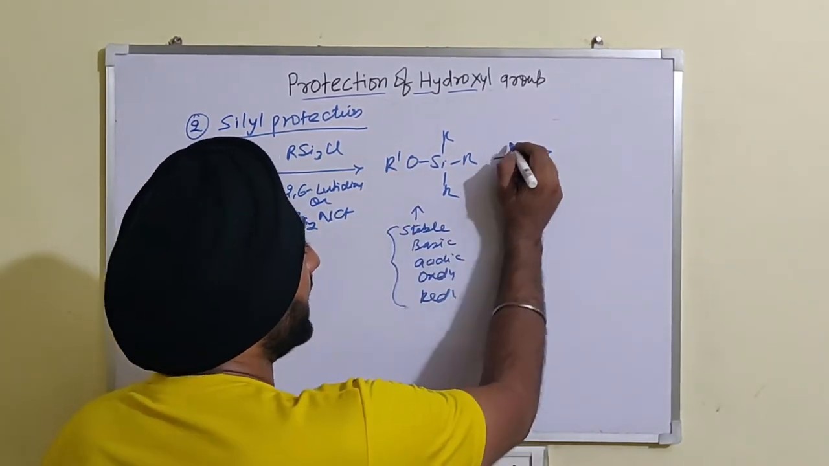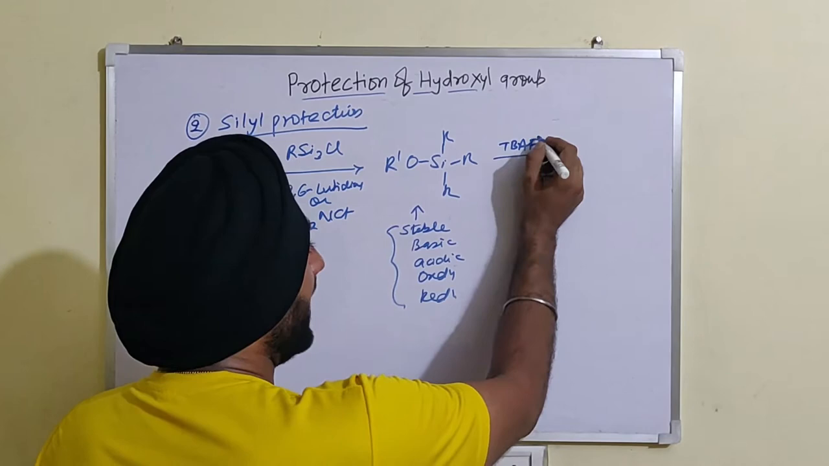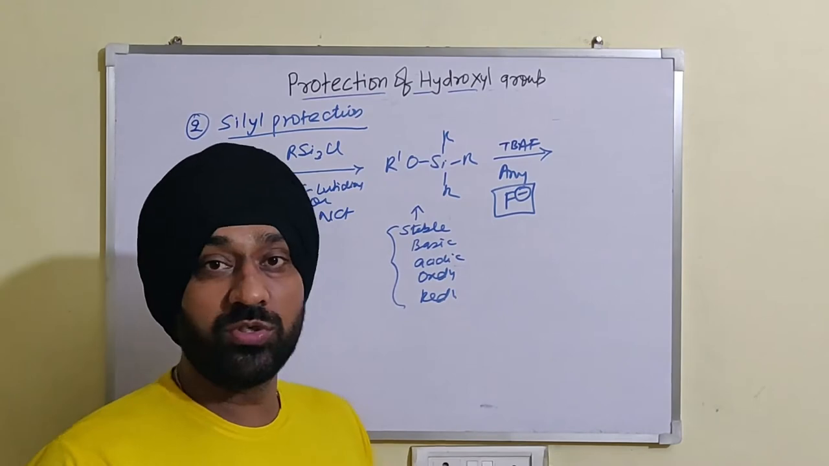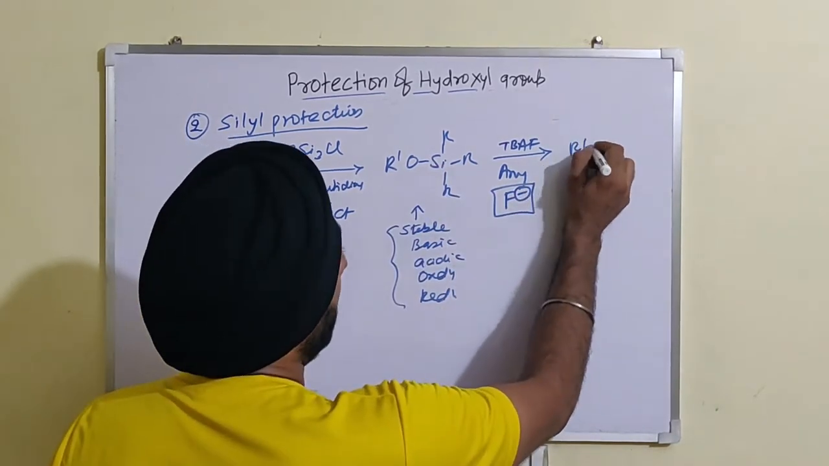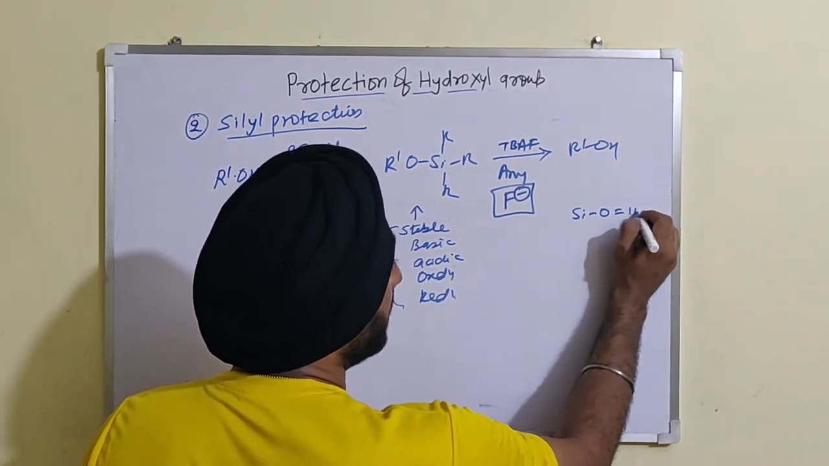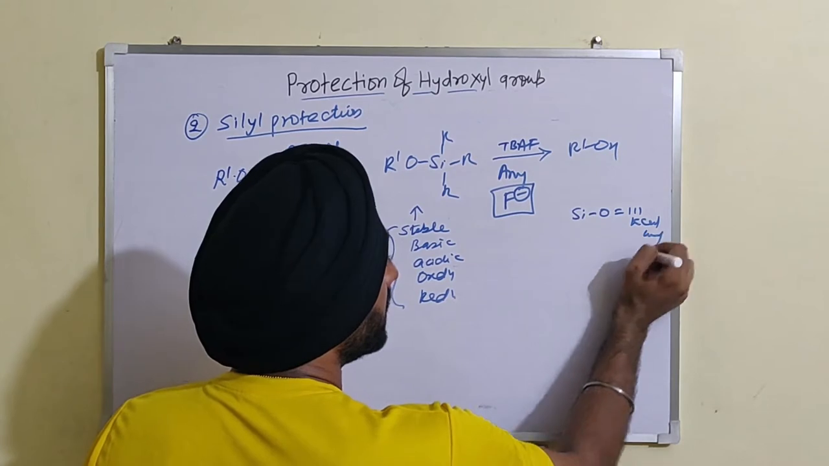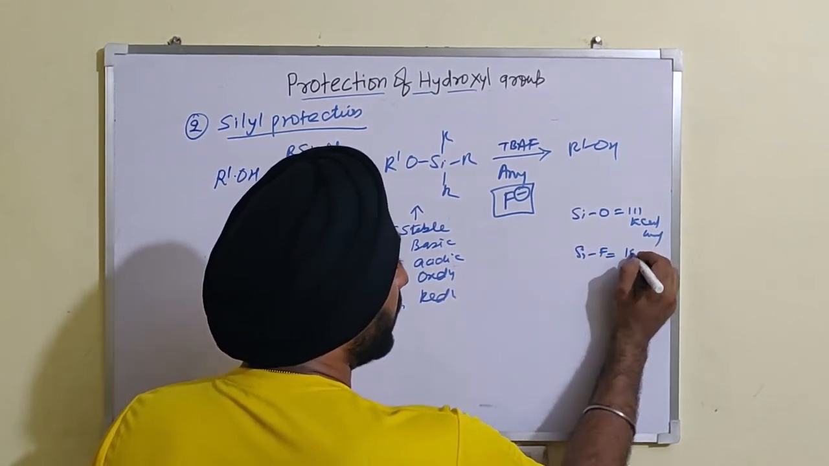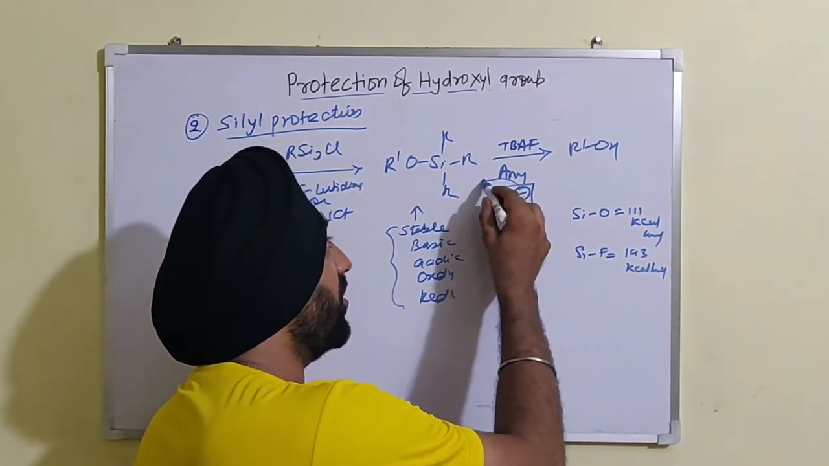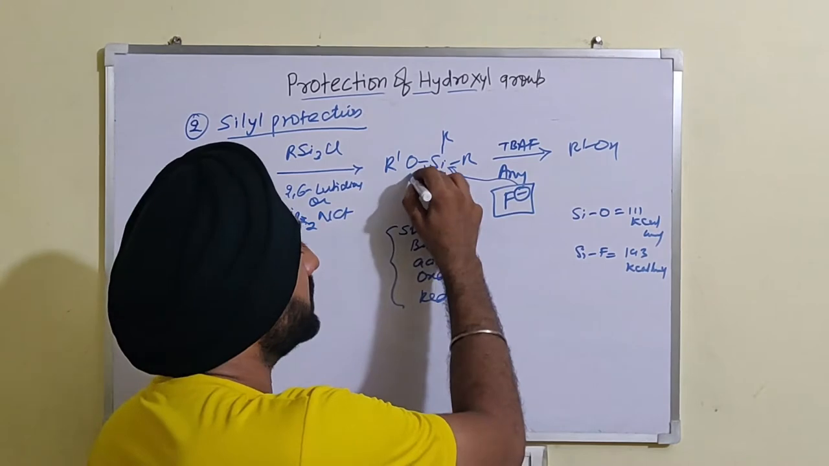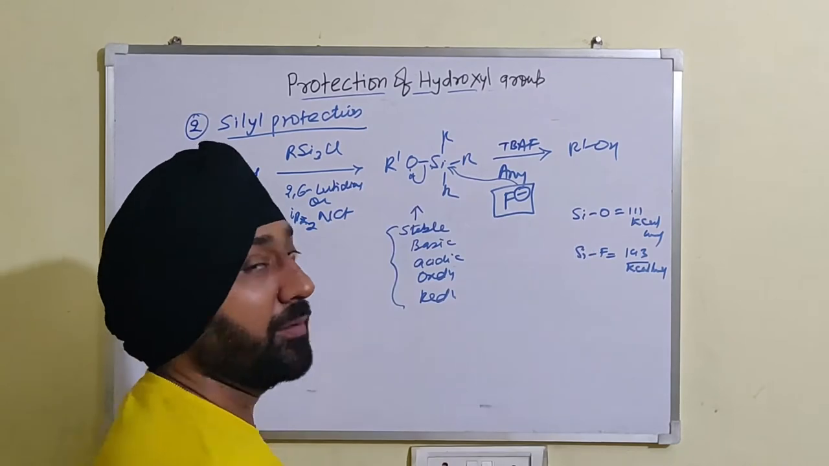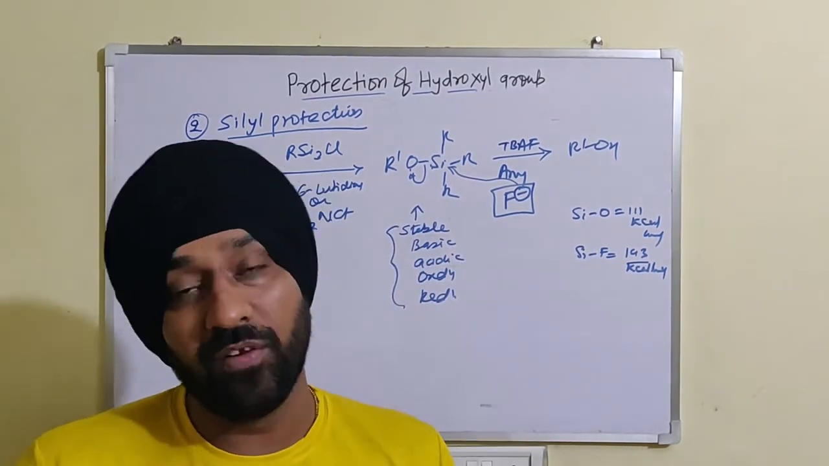Okay. So what are the ways by which this can be deprotected? What you have to do is use any fluoride, just remember, anything which is a source of fluoride is going to give you the alcohol back. And what is the reason for that? The simple reason being the silicon-oxygen bond is 111 kilocalorie per mole and the silicon-fluorine bond is 143 kilocalorie per mole. You can clearly see the fluoride has a strong tendency for the silicon. So as soon as this silicon-fluoride bond is formed, which is of more energy, the previous silicon-oxygen bond breaks. So this in itself is a driving force for the reaction.